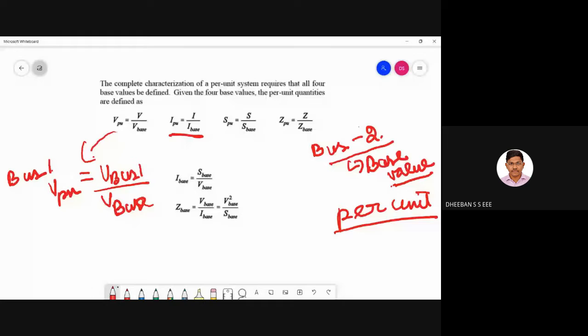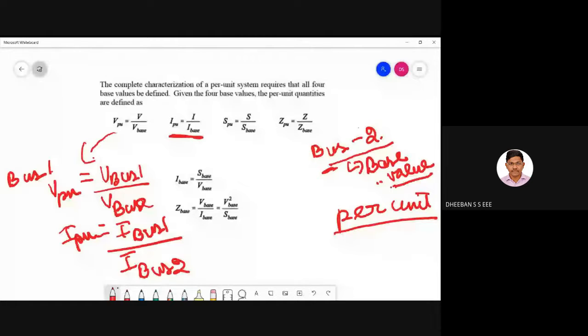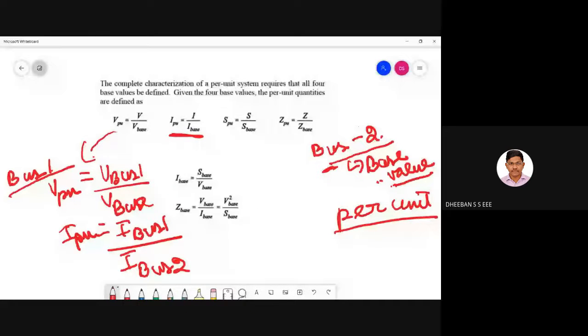For the current, you'll be taking the current of bus 1, that is I bus 1, divided by the base value, which is nothing but I bus 2. If you are representing the per unit for bus 1, you have to consider all the other parameters also, like your apparent power followed by your impedance.